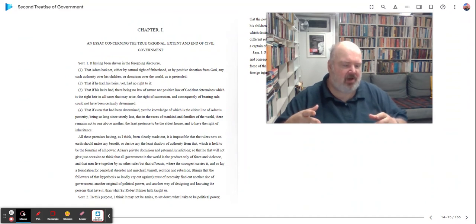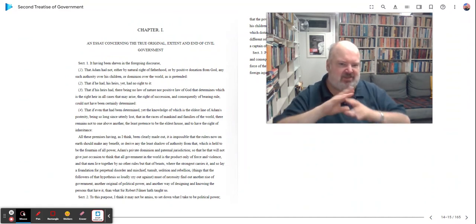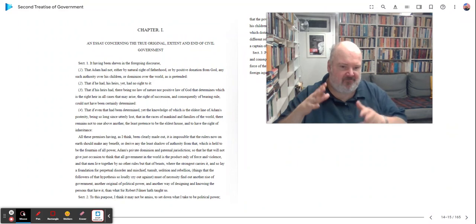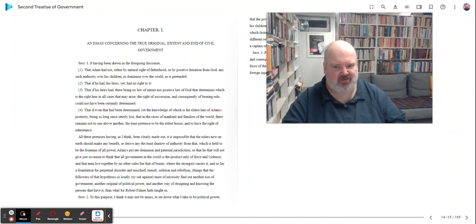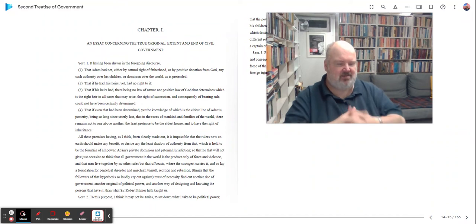Basically, I'm not going over the first treatise. Locke's first treatise is basically an attempt to demolish Filmer's patriarchy, and I think it's considered very successful. The second treatise is more of a general theory of government, an argument on government. So we're going to be looking at that.